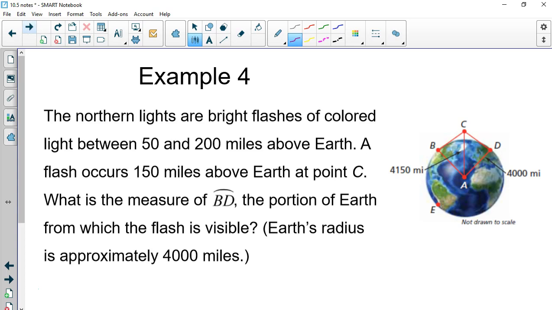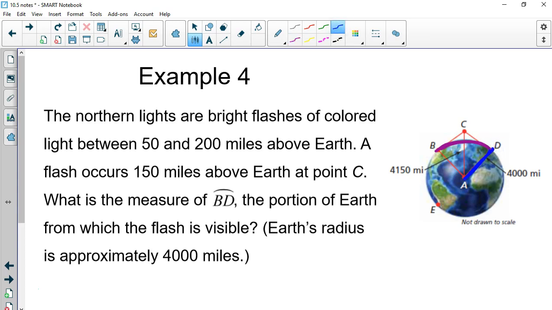Okay, last one. The northern lights are the bright flashes of colored light between 50 and 200 miles above the Earth. A flash occurs 150 miles above the Earth at point C. What is the measure of BD? So BD being the arc right here, the portion of Earth from which the flash is visible. Earth's radius is approximately 4,000 miles. So this line right here is 4,000.